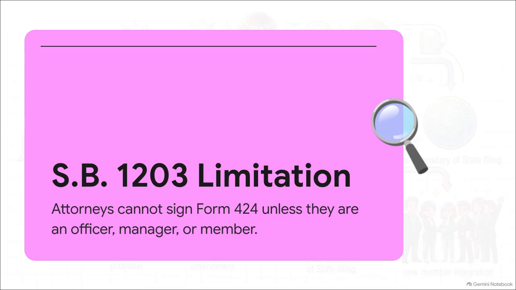And if you are filing Form 424, there is a very specific, fairly recent legal nuance you need to know about so your paperwork doesn't just get rejected. A Texas law, SB 1203, actually changed who has the authority to sign these amendments. It used to be that an attorney could just sign on behalf of the company, but now the law explicitly states that an attorney can no longer sign a certificate of amendment unless they are also an active officer, manager, or member of that LLC. So you, as the authorized manager or managing member, are going to need to be the one to sign on the dotted line.